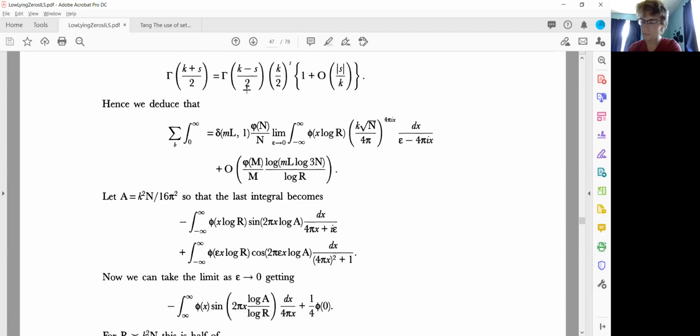And so they also use now some properties of the gamma function. Gamma of k plus s over 2 is related to gamma of k minus s over 2 with a couple of other factors. And given that we want to look at a ratio of gamma functions, this is precisely what we want. It allows us to replace the ratio of gamma functions with k over 2 to the s, 1 plus something small. And now our integral becomes a lot nicer.